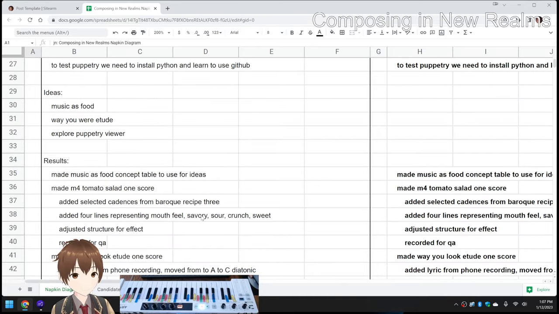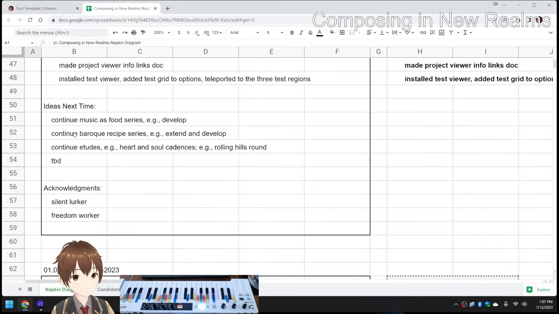Our ideas for next time are to continue the Music as Food series. We have some more etude ideas. We're also further exploring using virtual avatars. You see, we're using our virtual avatar here today, and our good old friend To Be Determined.